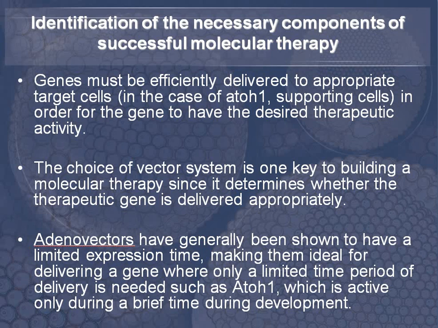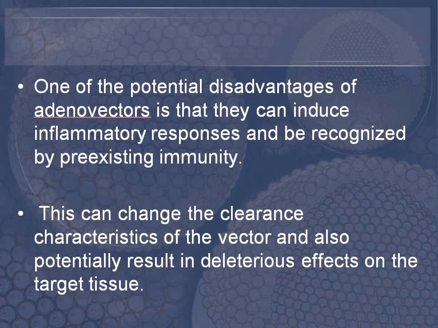Adenovectors have generally been shown to have a limited expression time, making them ideal for the delivery of genes where only a limited time period of delivery is needed, such as ATOH1, which is active only during a brief time during development. One of the potential disadvantages of the adenovectors is that they can induce the inflammatory response and be recognized by the pre-existing immunity. This can change the clearance characteristic of the vector and also potentially result in deleterious effects on the target tissue.